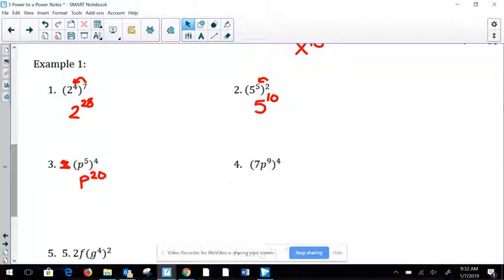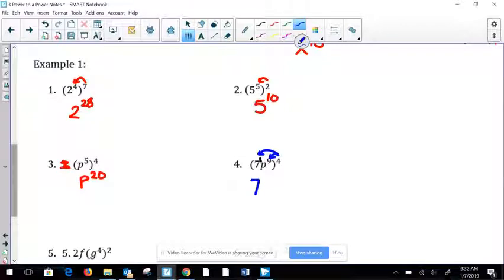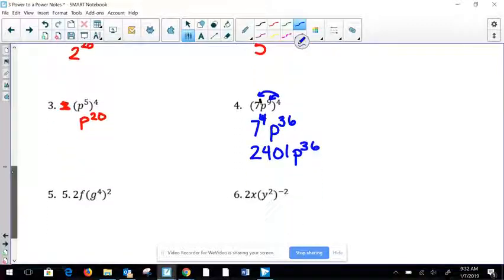Ooh, number 4 is where it gets a little bit more complicated. Do you remember what we write in if we don't see an exponent on a base? Good. We're going to add a little 1 with that 7. By putting that 1 in there, it reminds us that we have to distribute that 4 to the 1 and the 9. So I would rewrite this expression as 7 to the 4th power and p to the, what's 4 times 9? 36th power. Now 7 to the 4th power is okay enough to break down. So that's 2,401 p to the 36th power. The big key to take away is, if there's not an exponent listed, put a 1 so you don't make a mistake in your simplifying.